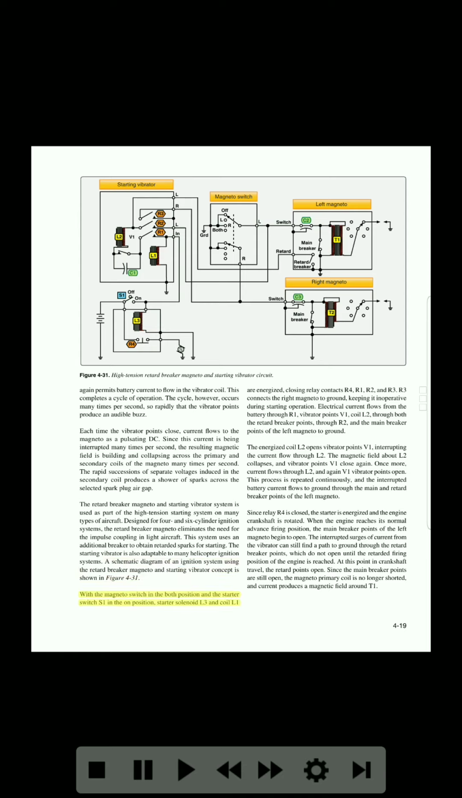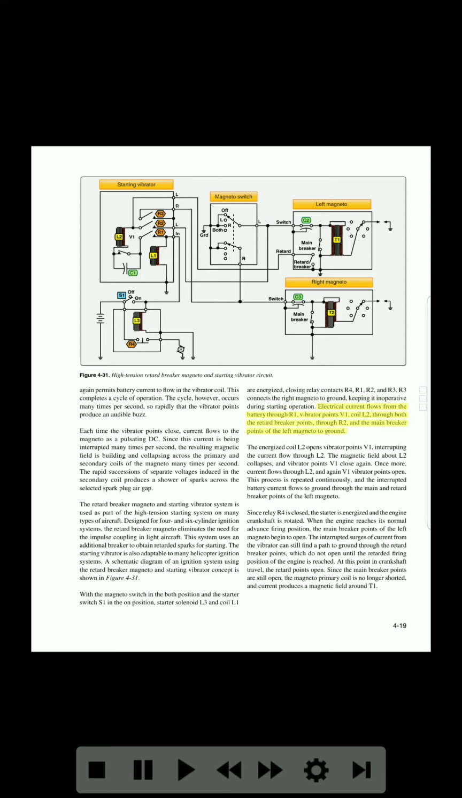With the magneto switch in the both position and the starter switch S1 in the on position, starter solenoid L3 and coil L1 are energized, closing relay contacts R4, R1, R2, and R3. R3 connects the right magneto to ground, keeping it inoperative during starting operation.